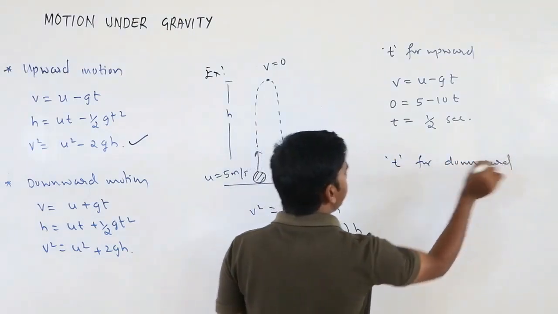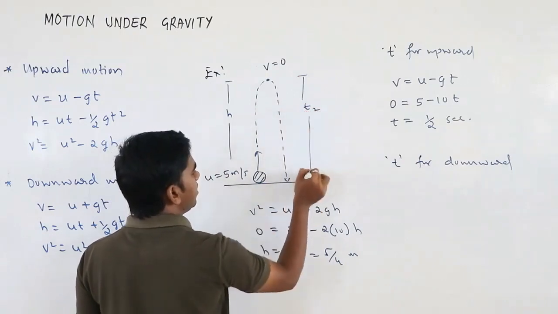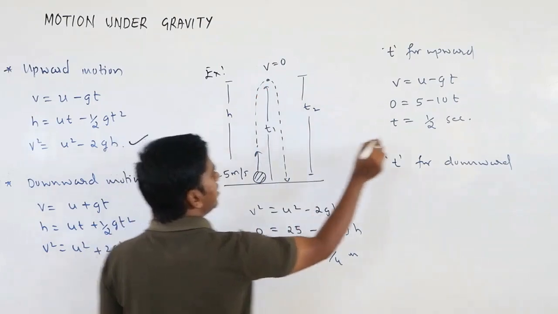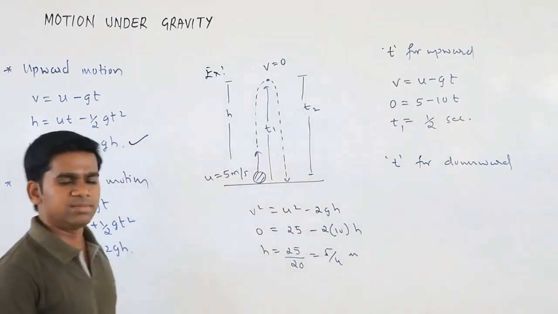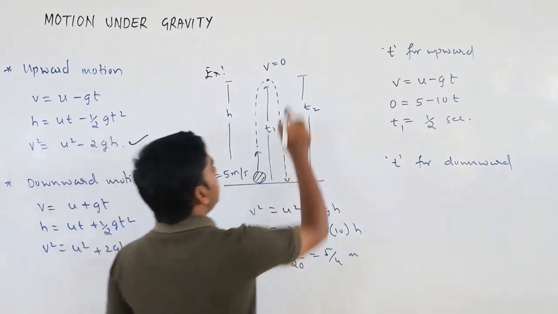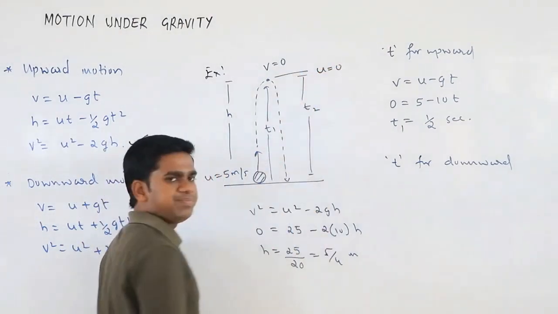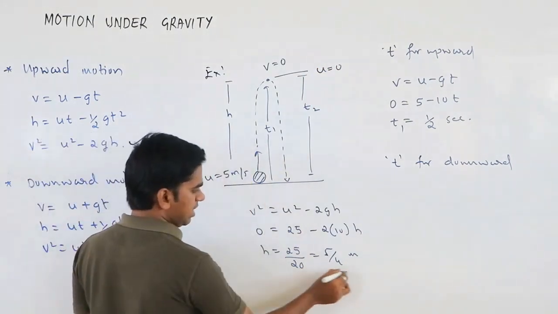Similarly, we will check what is t for downward. How much time will it take to come from here to here? We will find this t2. While going, how much time has it taken? It has taken t1, which is 1 by 2 seconds. How much time will it take to come to the ground again? Here, this final velocity will become the initial velocity. Okay. So h, you know, h is 5 by 4.